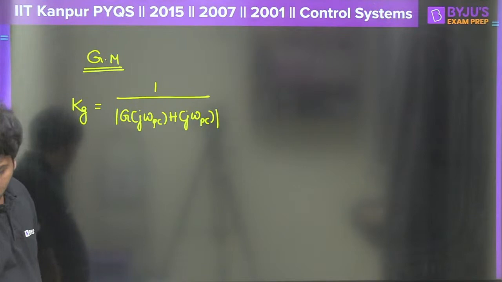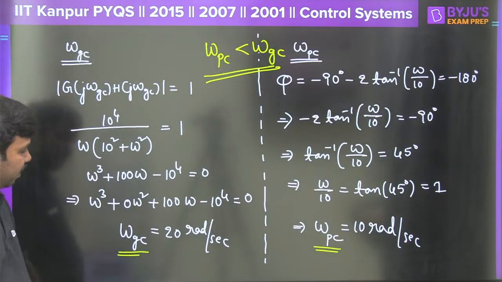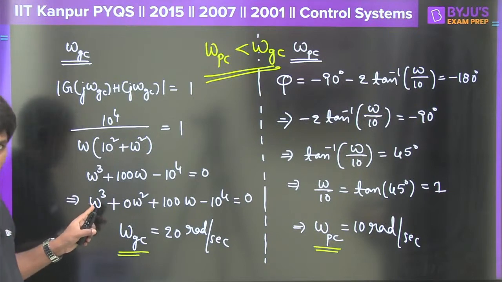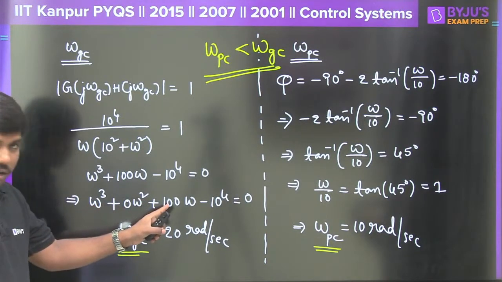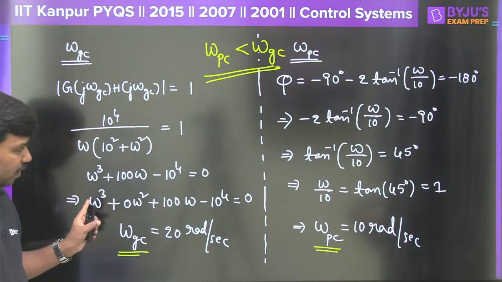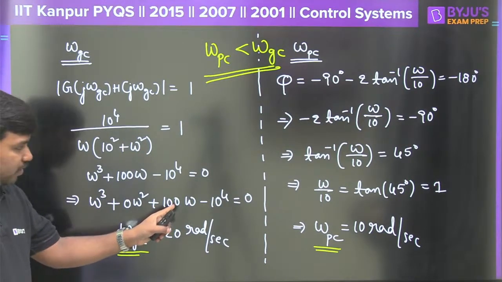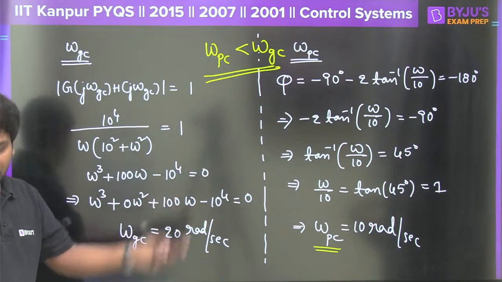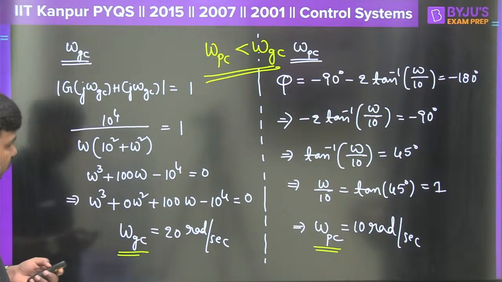Does omega GC not satisfy the equation? No, it will satisfy. If you want, you can see here. So 20 cube you can keep here, and you multiply 20 with this. So it will become 2000 and it will become 8000. 8000 plus 2000 is 10,000 and minus 10,000. So correct, it will satisfy. You might have made a mistake, so please check.